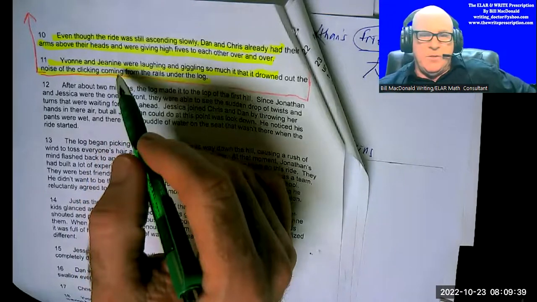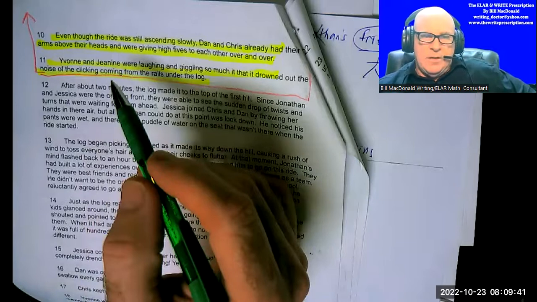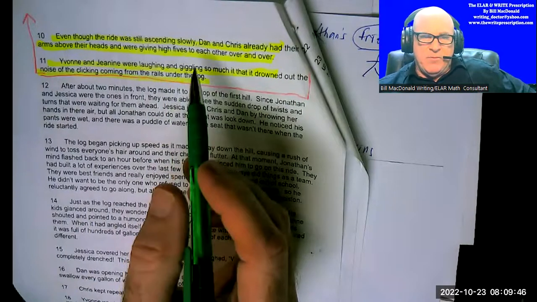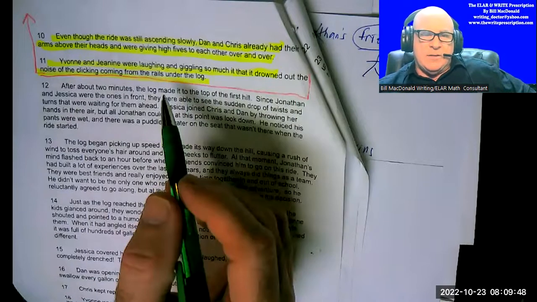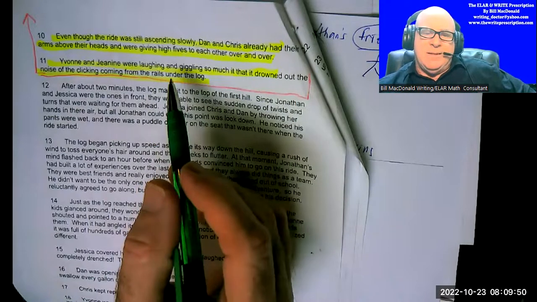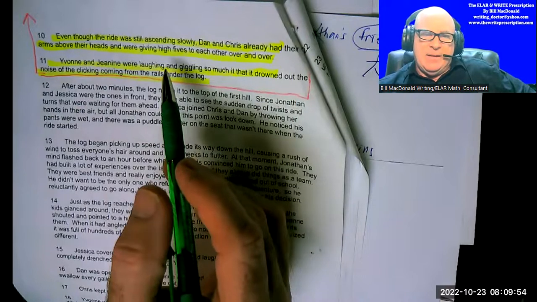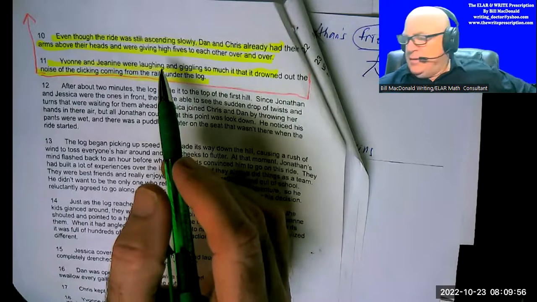So that's why I used them in my story. They were laughing and giggling so much that it drowned out the noise of the clicking coming from the rails. So they're excited also, but what they do, which the show don't tell for them, is laughing and giggling loudly.